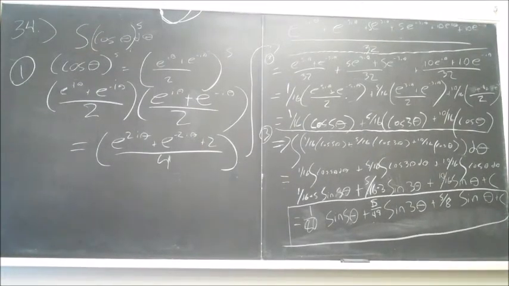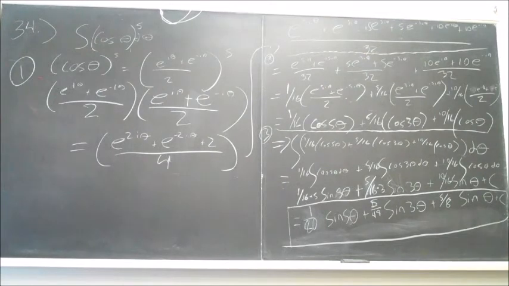We're doing problem number 34 from section 1.5. Our goal is to linearize and then solve the integral of cosine of theta to the fifth. First, you're going to go ahead and substitute in the exponential identity for cosine theta right there. And then our next step would be to multiply out the fifth power right there.